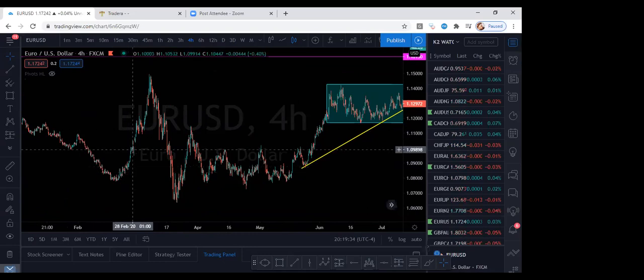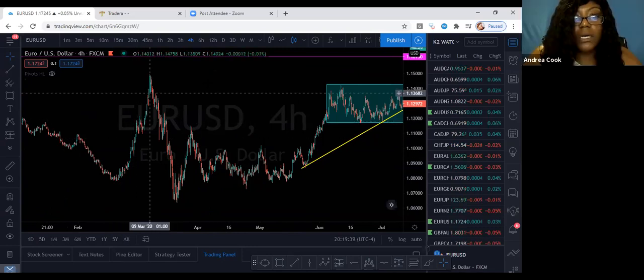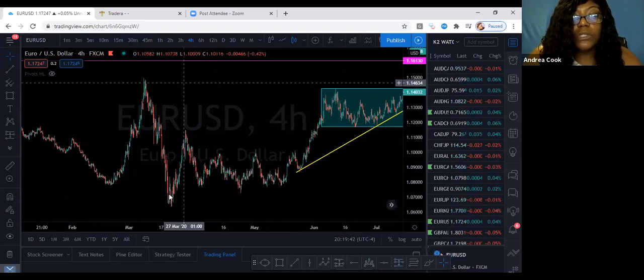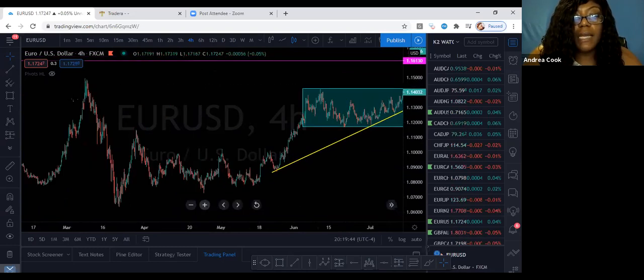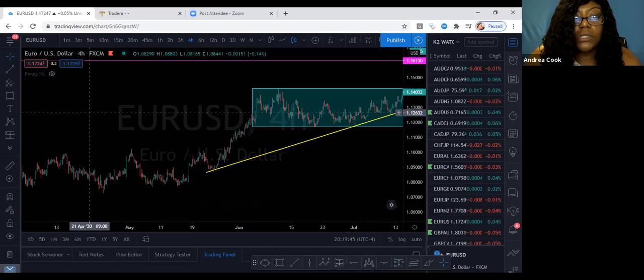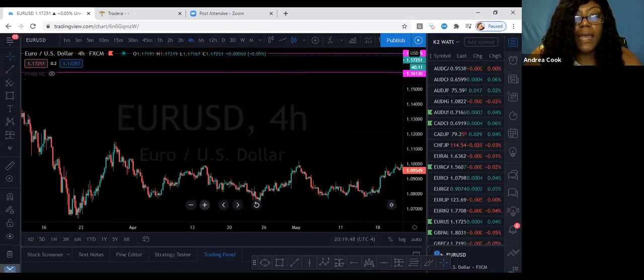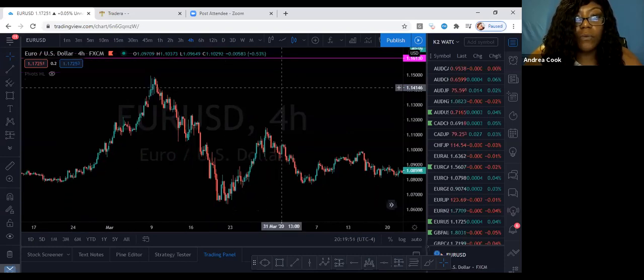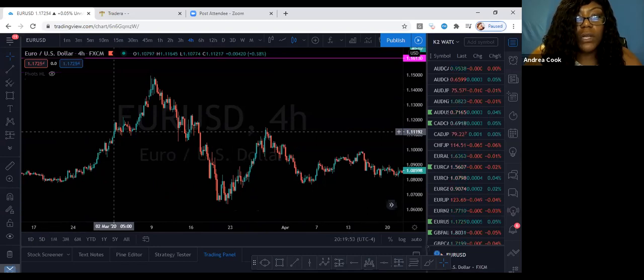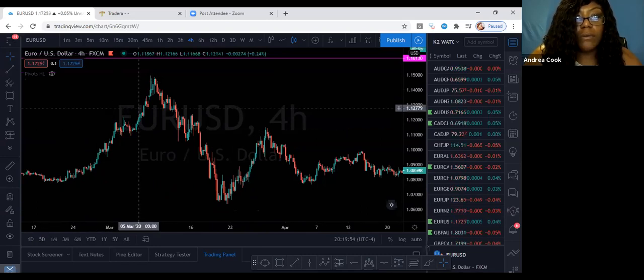What is it? Higher highs and what? Higher lows. Higher highs and higher lows as it's going up. So as it's continuing to go up, as long as it's making higher highs and higher lows, we know that we are in a bullish market, right? So steady going up, steady going up, steady going up.